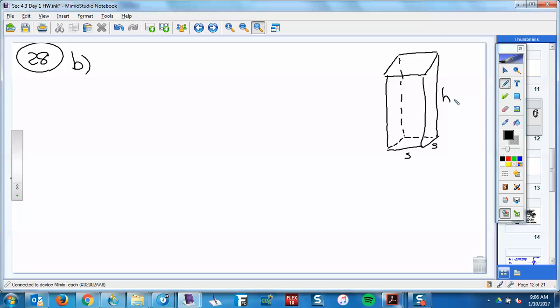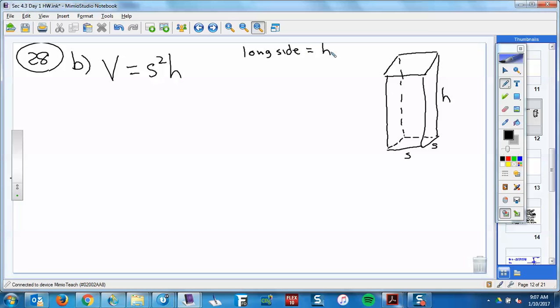Okay, step one, identify what you're trying to maximize. We're trying to find the max volume of a box. Step two, write an equation for it. So it'd be V equals S squared times H. Step three, get it in terms of one variable. This is where that 108 is going to come in. The long side, so what's the long side? The long side would be H.